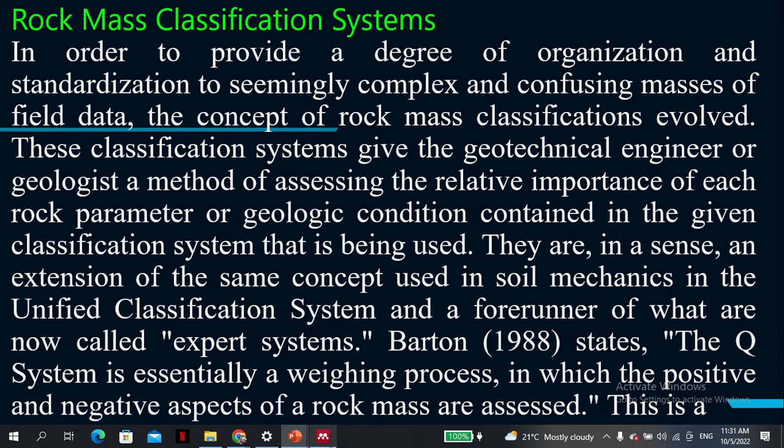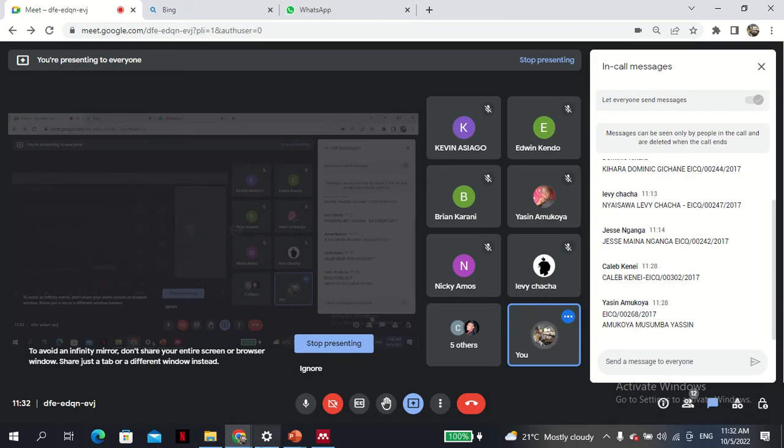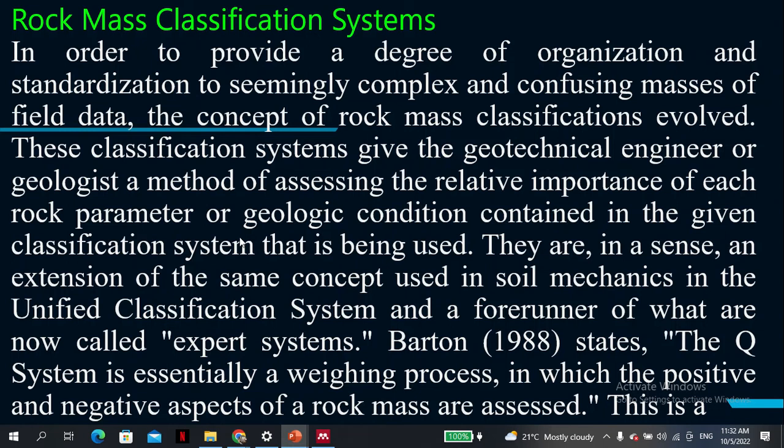In order to provide a degree of organization and standardization to seemingly complex and confusing masses of field data, the concept of mass classification was developed by engineers. This classification system gives the geotechnical engineer or geologist a method of assessing the relative importance of each rock parameter or geologic feature of each condition contained in the given classification system that is being used.